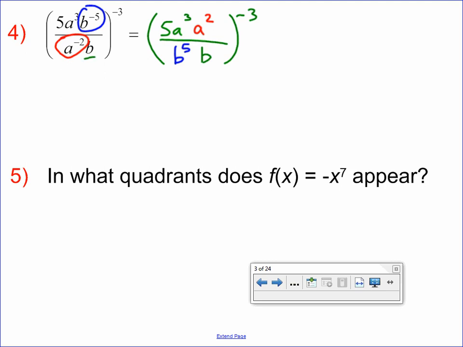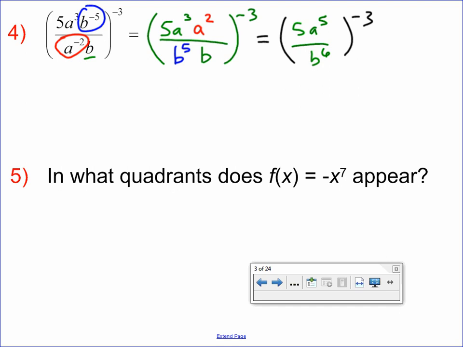Does everybody see it? Okay, so let's go ahead and reduce our inside quotient first, and then still apply that negative third last. So here we go. I'm going to rewrite this as 5a to the 5th power over b to the 6th power, and now we can apply our negative exponent last. This entire quotient is raised to the negative third.